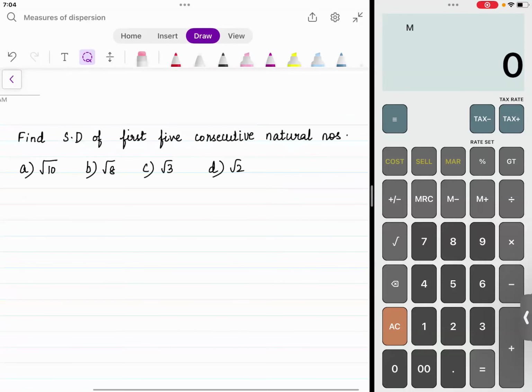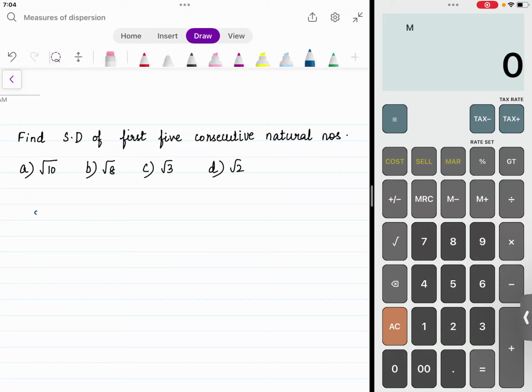Sum number 1. Find the standard deviation of first 5 consecutive natural numbers. So what is the formula we learned? Here they are asking us to find the standard deviation of first 5 natural numbers. The standard deviation of first n natural numbers is equal to root of (n square minus 1) by 12.